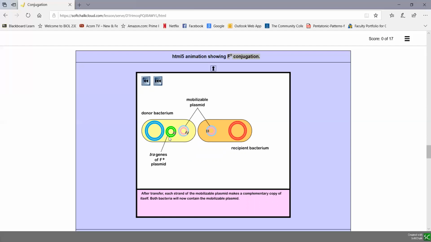And in this instance, the bacterium on the left, because it still has an F plus plasmid, can still conjugate. Now the one on the right didn't get the F plus plasmid, only the mobilizable plasmid, but it is possible both could be co-transferred given enough time.